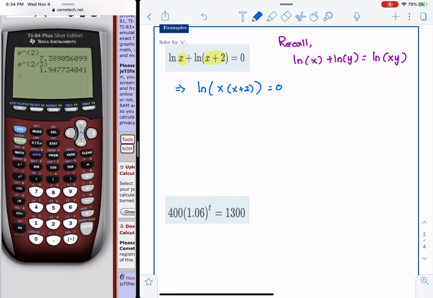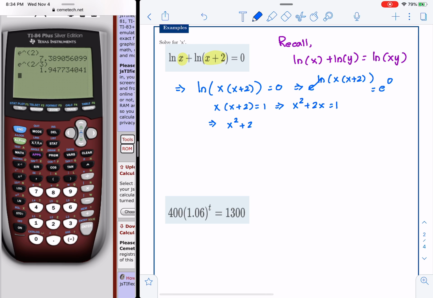So now that we have isolated ln by itself, we have the ability to exponentiate on both sides. So e raised to ln of x times x plus 2 would equal e raised to 0. The exponent and ln would get cancelled. So x times x plus 2 would equal 1, which would imply x squared plus 2x would equal 1, which would imply x squared plus 2x minus 1 would equal 0.